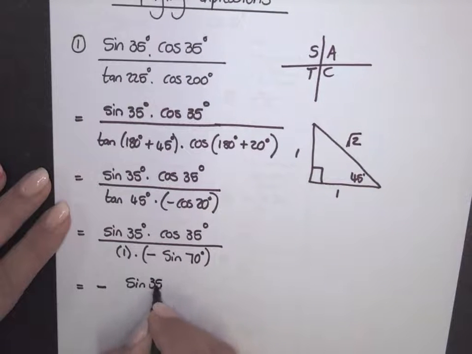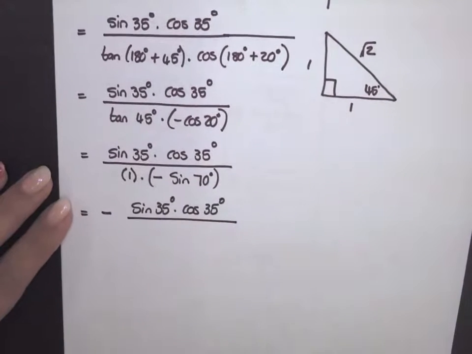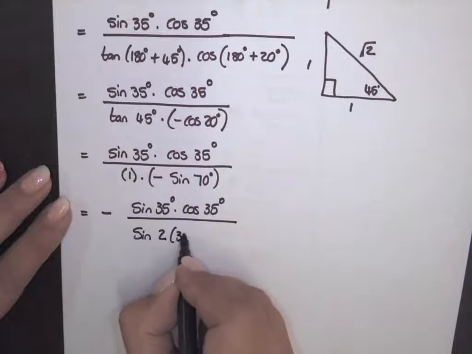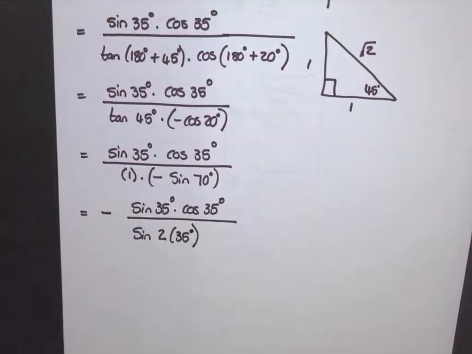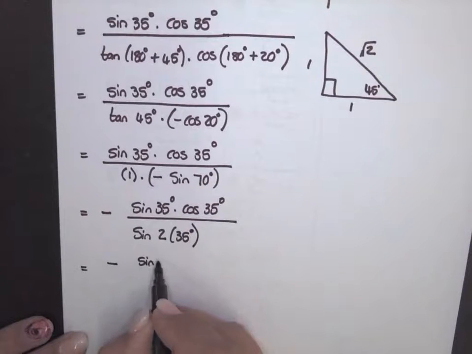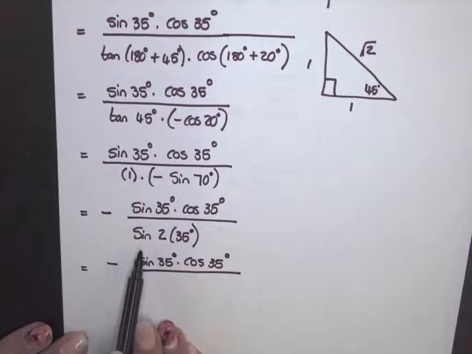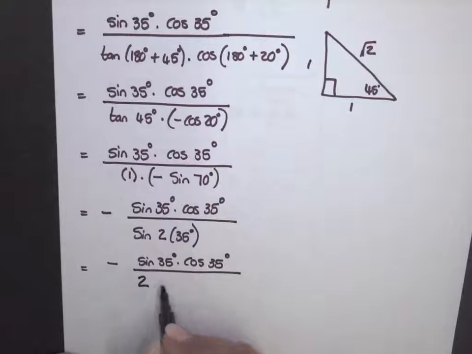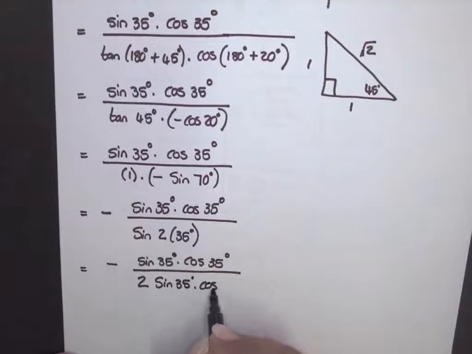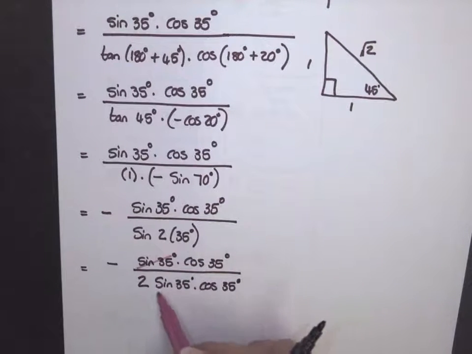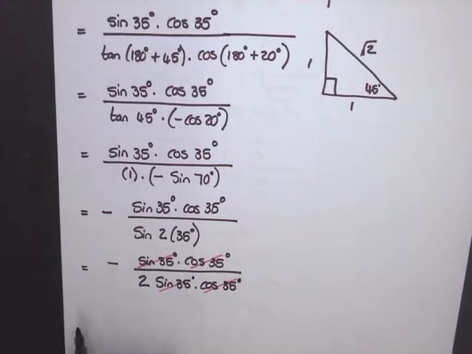So it's sine 35 degrees times cos 35 degrees over sine 70 can be rewritten as sine 2 times 35 degrees. The numerator stays over. This double angle sine changes to 2 sine 35 degrees cos 35 degrees. And now I can cancel out. These two cancel out, these two cancel out, and I'm left with minus 2. Am I right? Negative 2?